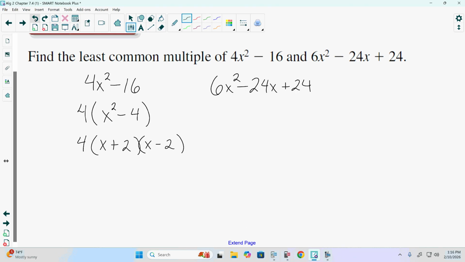Let's look at our other expression. 6x squared minus 24x plus 24. Greatest common factor: 6.